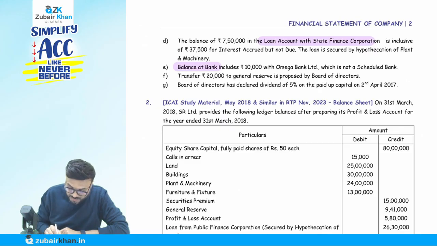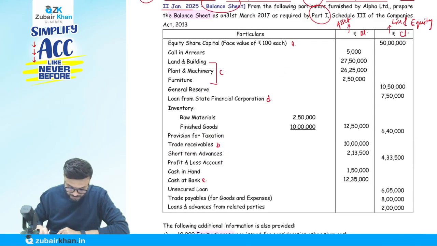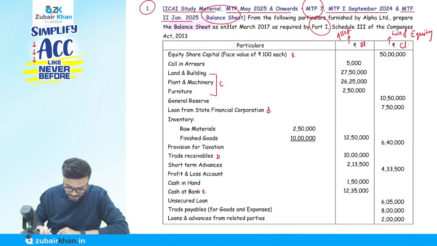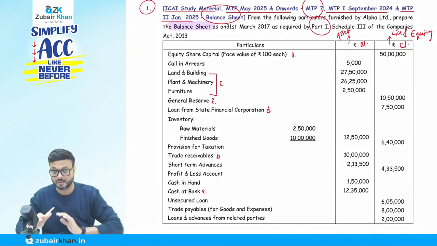So something about the general reserve that they have mentioned. Is there any general reserve here? Point number F. Is there any general reserve given here? Yes. So you can write it down here, point number F, like that. Okay, this should be your output.